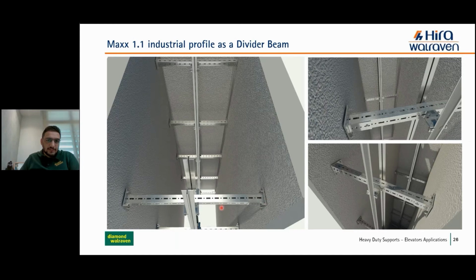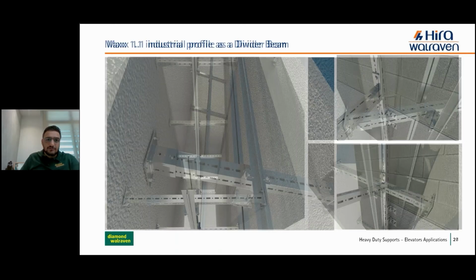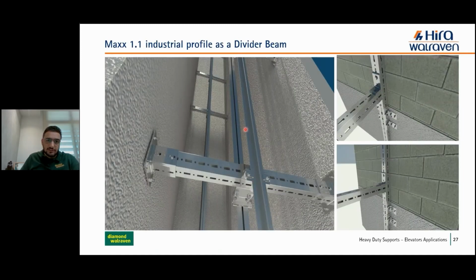We put the channel on it, the Max profile on it, bolted with the Max bolt, and then you can connect your bracket and accessories either with the bolt that comes with the bracket supplier, or with the Max bolt set or hammer fix and accessories, with which you can install the guide rail. Here you can see a different view of the Max divider beam.